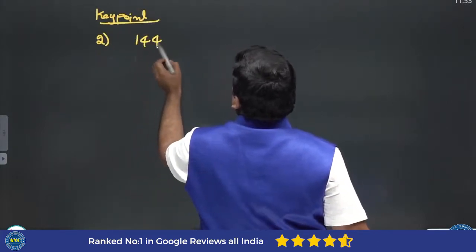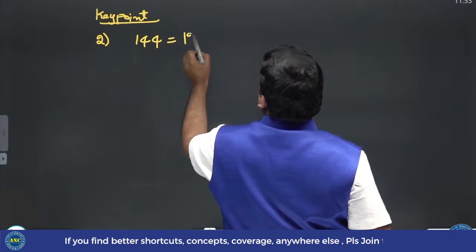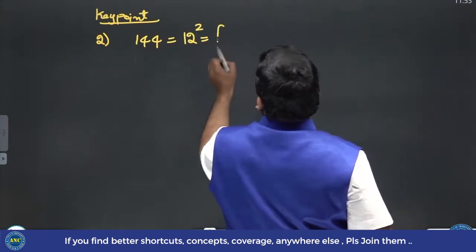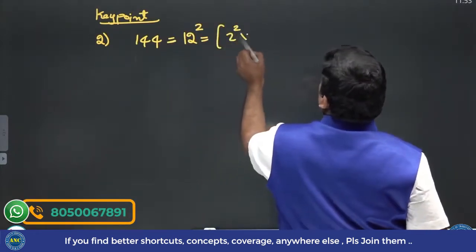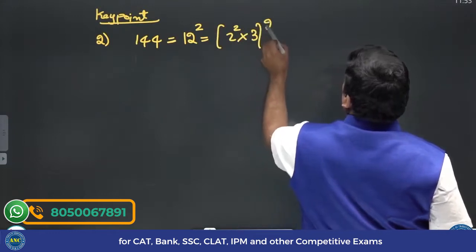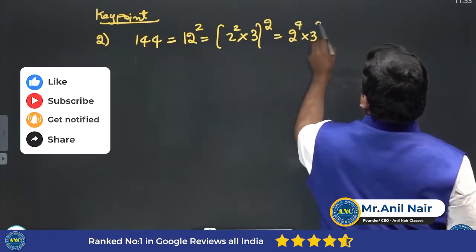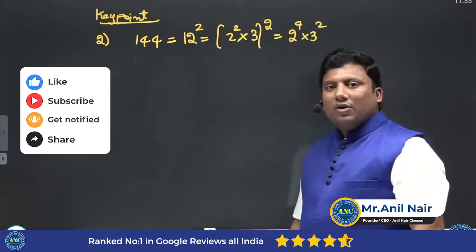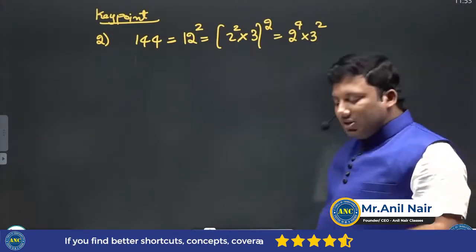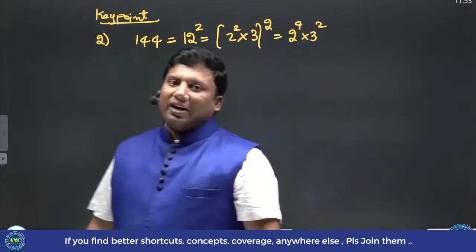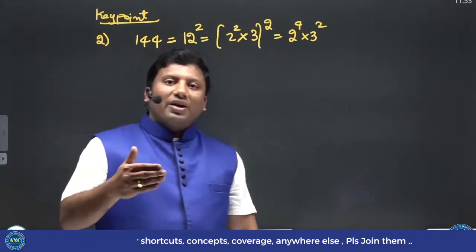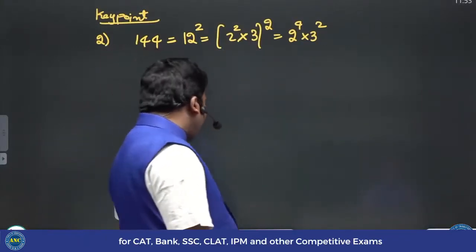Suppose I take 144. 144 is 12 square. 12 can be written as 2 square into 3 whole square, which is 2 power 4 into 3 square. Are you all with me? How many factors are there for this number? 0 to 4, that is 5; 0 to 2, that is 3. 5 into 3, total 15 factors are there.